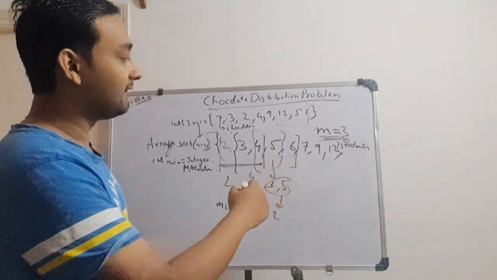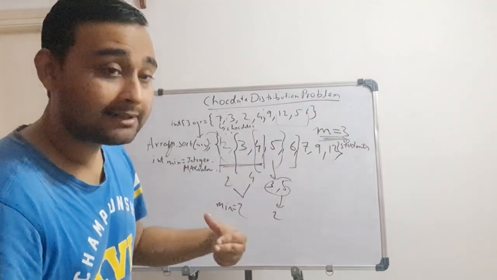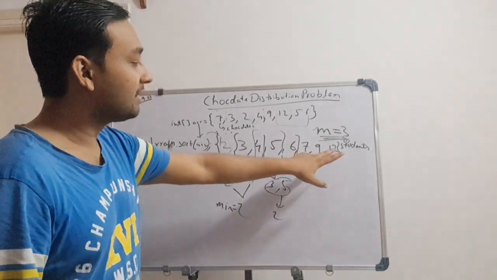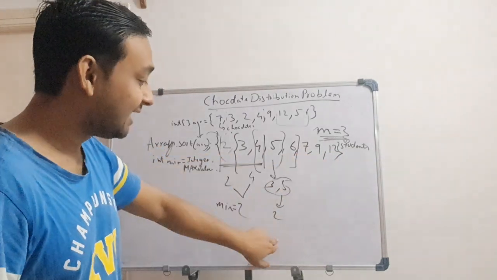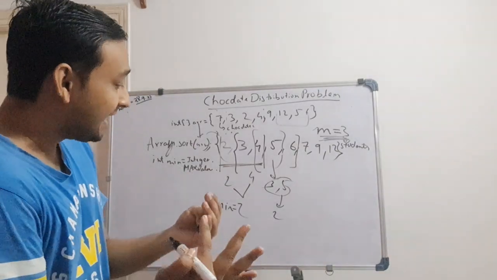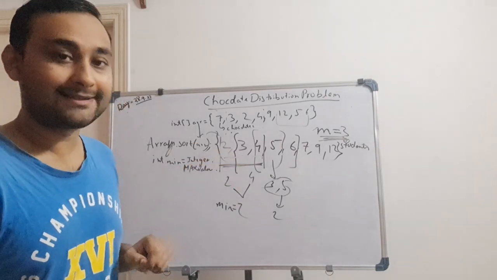6, 7, 9, it will be 6 and 9. So it will be 9 minus 6 is 3, which is greater than 2, so I will not consider. Then 7, 9, 12. So difference will be 12 minus 7, which is 5, which is greater than 2. So I will not consider. So what value came first? These came first, 2, 3, 4. So I will consider this as the answer.